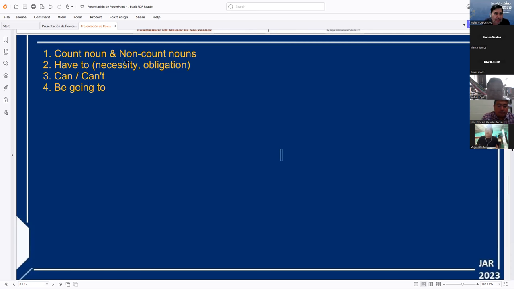Okay, these are the four topics that we need to remember. Count nouns, non-count nouns, have to, necessity, and obligation, can and can't, and be going.